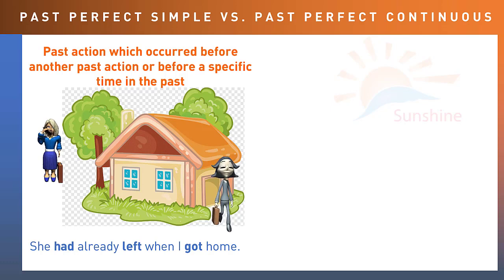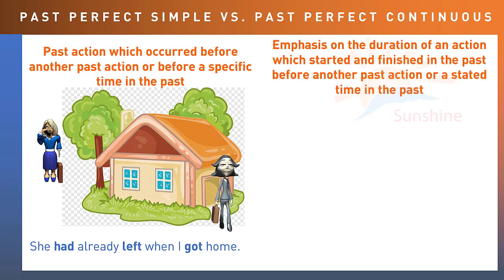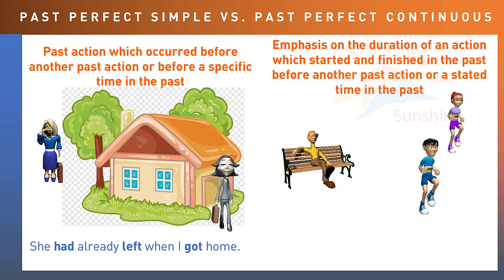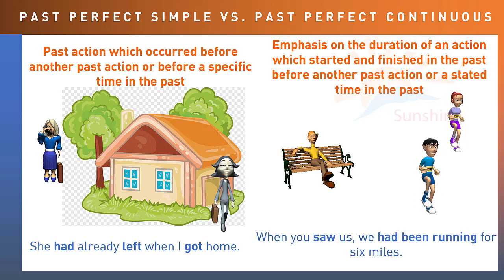We use past perfect continuous to emphasize the duration of an action which started and finished in the past before another past action or a stated time in the past. For example, when you saw us, we had been running for 6 miles.